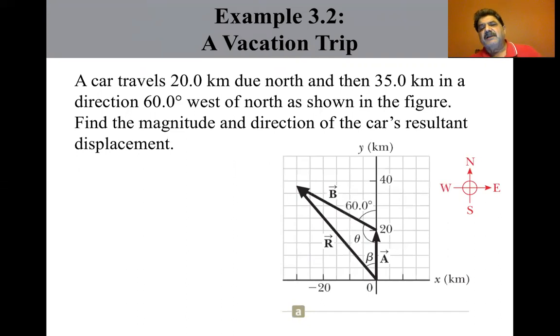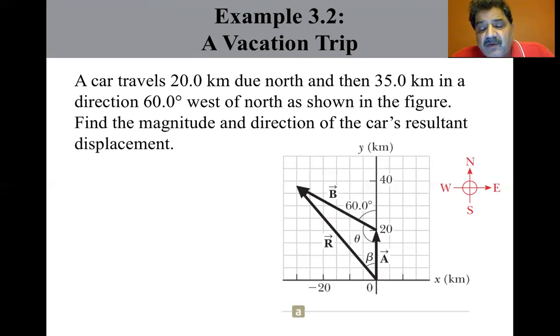Well, first let's conceptualize. The vectors A and B that appear in the figure help us conceptualize the problem. The resultant vector R has also been drawn. We expect its magnitude to be a few tens of kilometers. The angle beta that the resultant vector makes with the y-axis is expected to be less than 60 degrees, the angle that vector B makes with the y-axis.